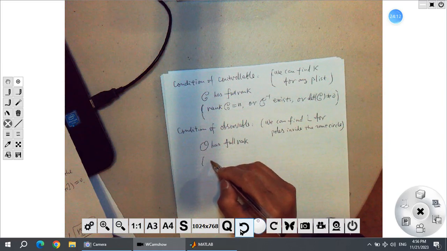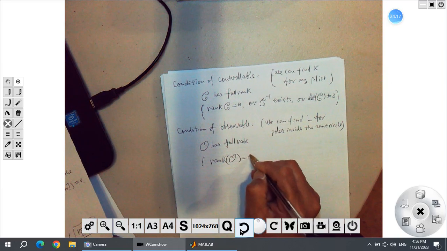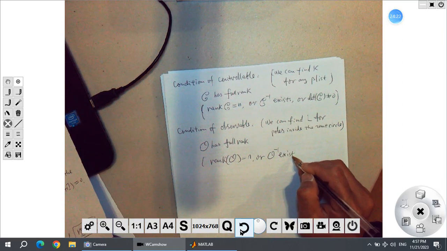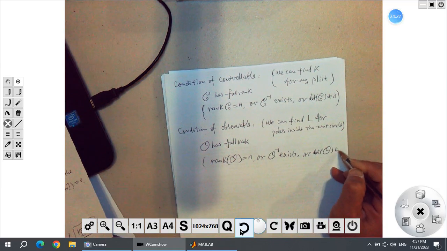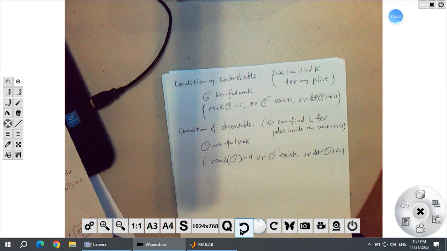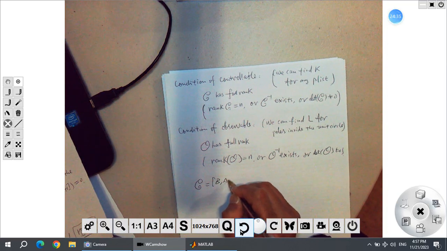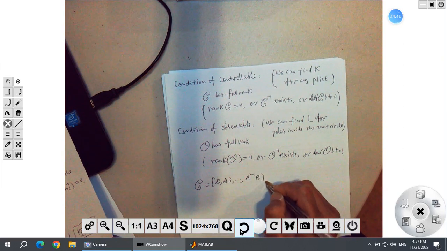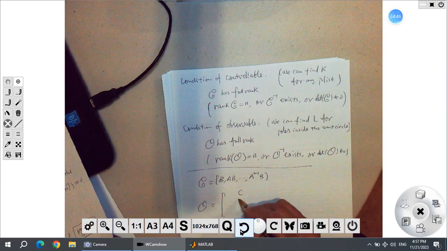Similarly, that means the rank of O equals n, or O inverse exists, or determinant of this O is not 0. Now, of course, you should know what C is. C will be B, AB, until A to the m minus 1 times B. And O will be C, CA, until C times A to the m minus 1.